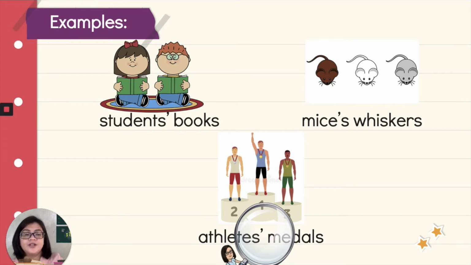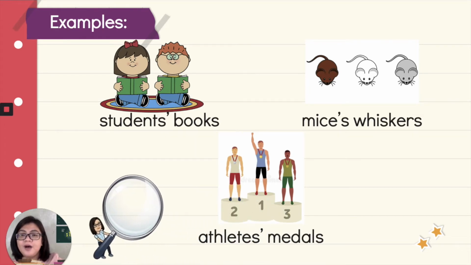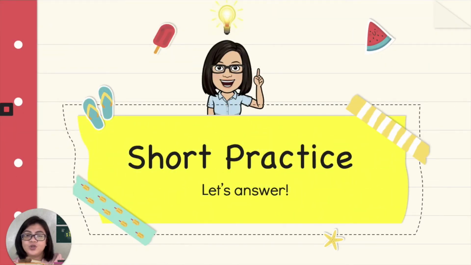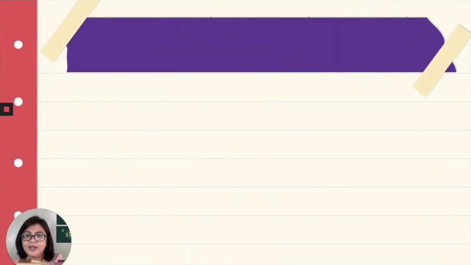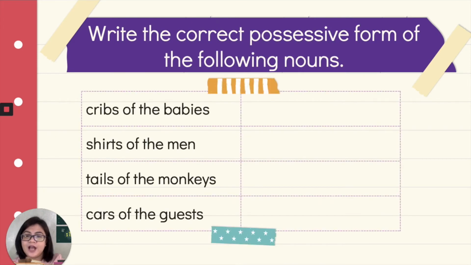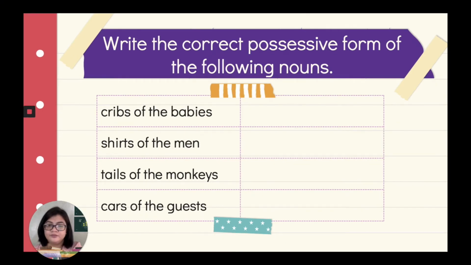Okay, so let's practice more changing plural nouns into their possessive form. Let's have a short practice. Again, you have to write the correct possessive form of the following nouns. We have cribs of the babies, shirts of the men, tails of the monkeys, cars of the guests. Okay, now let's start answering.